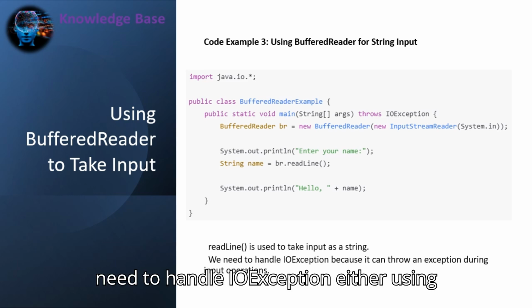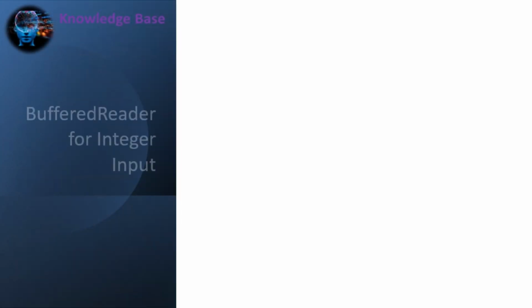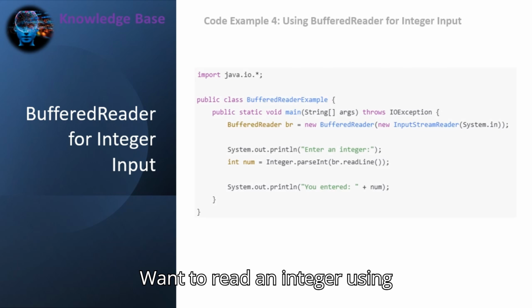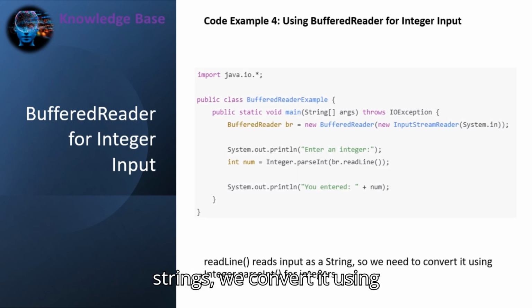You need to handle IOException either using throws or try-catch. Want to read an integer using BufferedReader? Since it only reads strings, we convert it using Integer.parseInt.